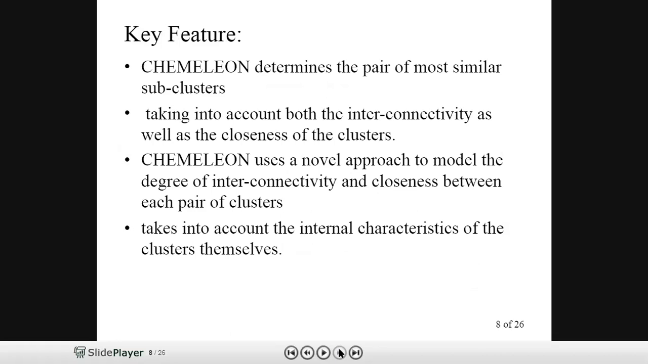Chameleon determines the most similar subclusters. For measuring the degree of similarity between two subclusters, we use the terms interconnectivity and internal closeness or similarity. It means that in Chameleon, we analyze the internal characteristics of the clusters with each other and then decide whether they should be part of the same cluster or should remain separated.